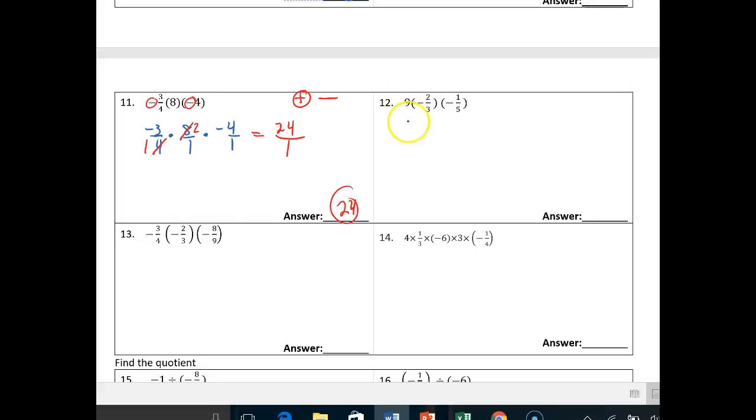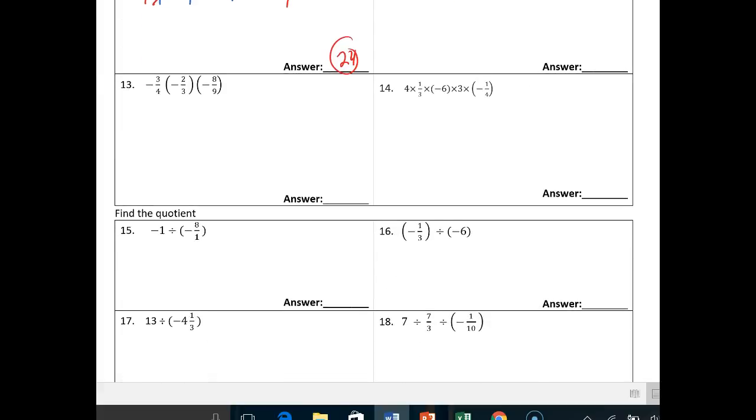For number 12, I'll help set up. 9/1 times -2/3 times -5/1. You have 2 negatives, so your answer should be positive. Look to cross cancel and solve. Number 13, -3/4 times, oops, I don't have to rewrite this problem. I can just use the problem right here. So plus a negative, I have 3 negatives, so my answer will be negative.